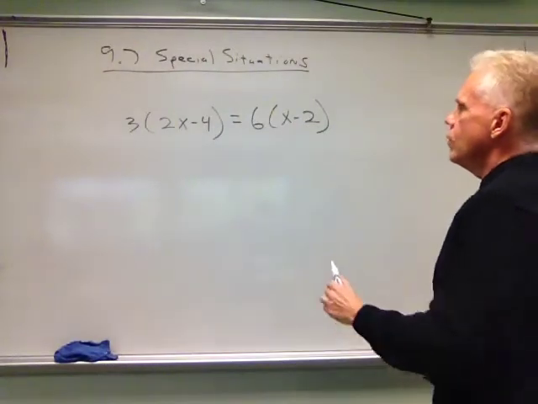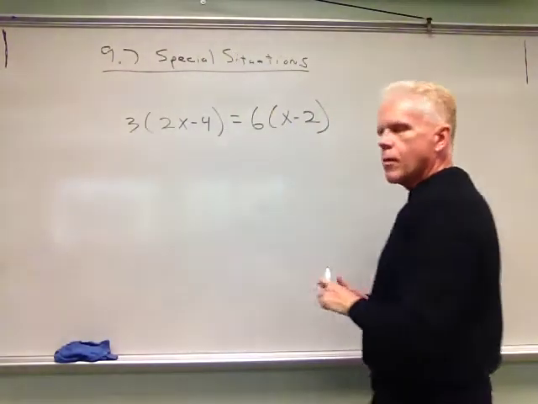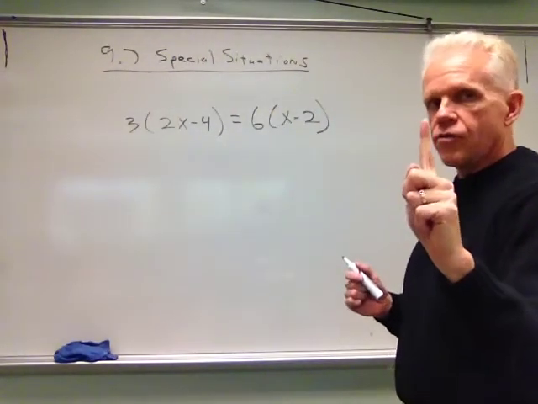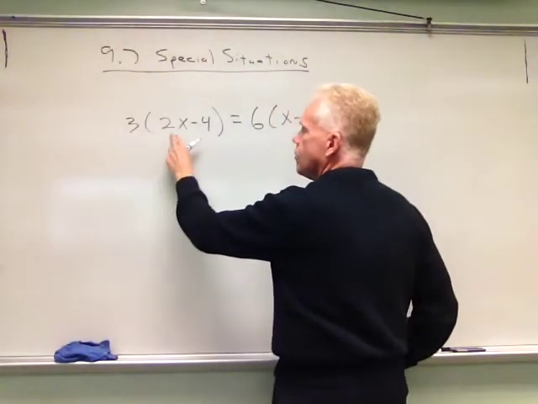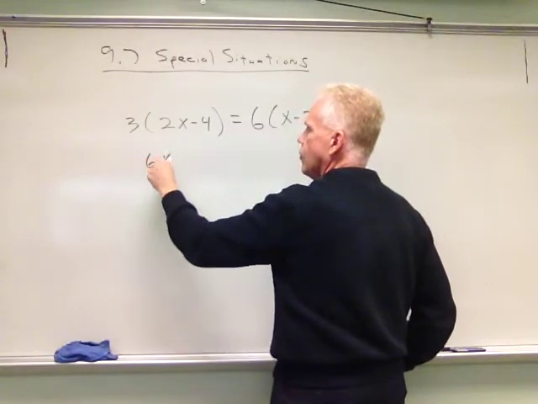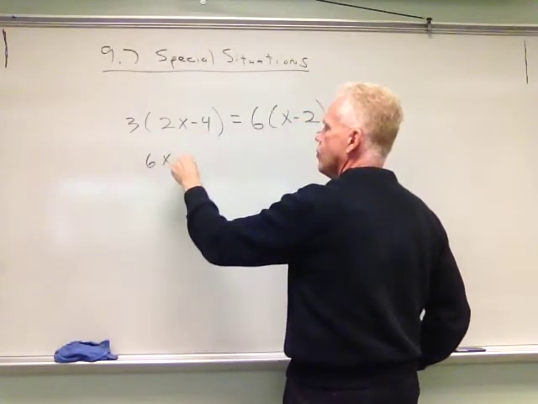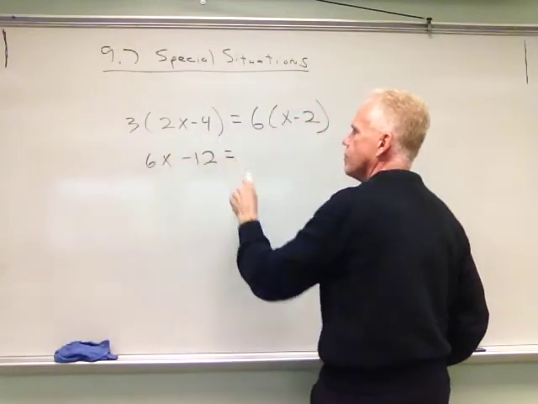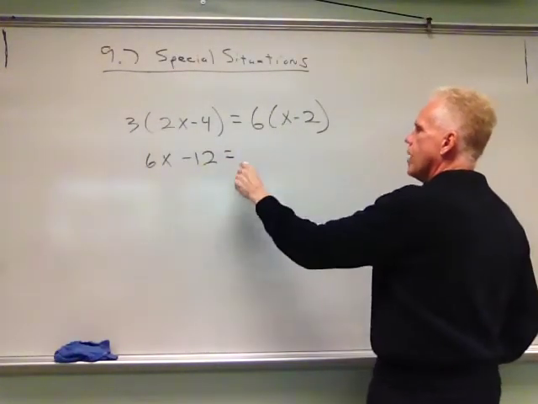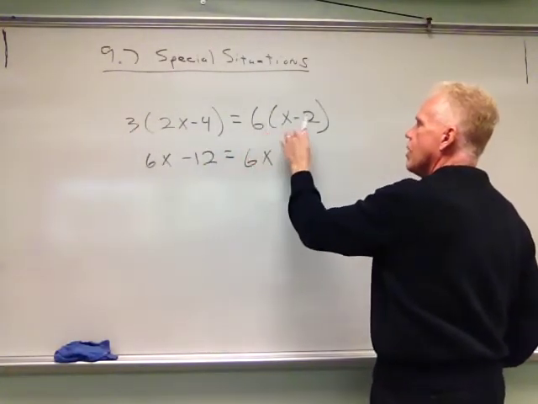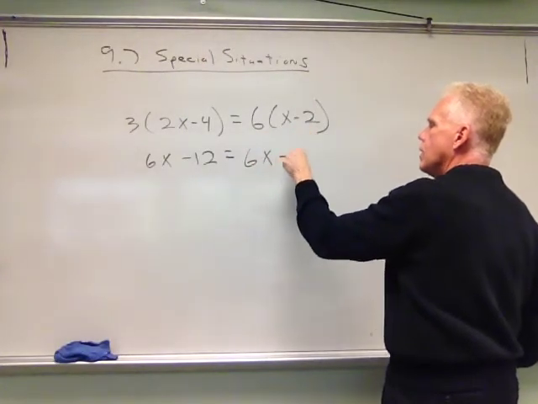All right, so let's just begin to work through this. Remember, our first step is to simplify on both sides. All right, so 3 times 2x is 6x. 3 times negative 4 is negative 12. Good. Simplify over here on the right side. 6 times x is 6x. And 6 times negative 2 is again negative 12.